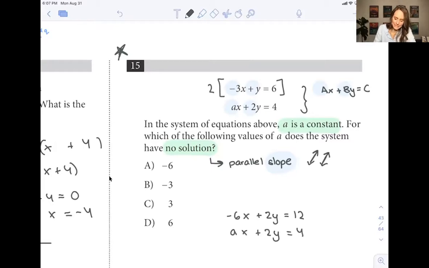And now it's really easy to see. My y coefficients are the same, so my x coefficients also need to be the same because that's the part that gives me my slope. I don't really care about the part that's going to give me my y-intercept. When you see no solution and infinite solutions, that means we are just concerned with the slope. And I can easily see here now that -6 equals a, because those coefficients need to be the same, just like my y coefficients are the same. It becomes a really easy question once you wrap your mind around that concept.